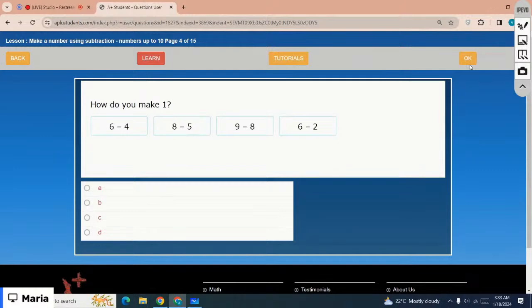That is 9 take away 8. Option number C is the correct option, right? 9 take away 8 makes 1. The correct option is option number C. Got it?